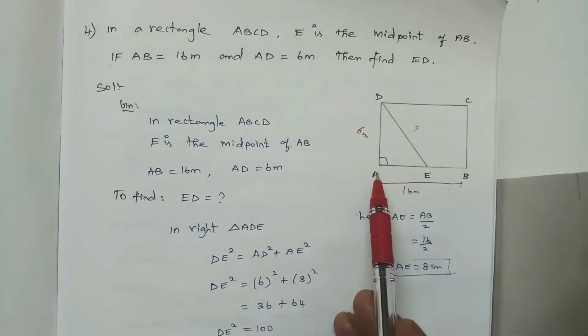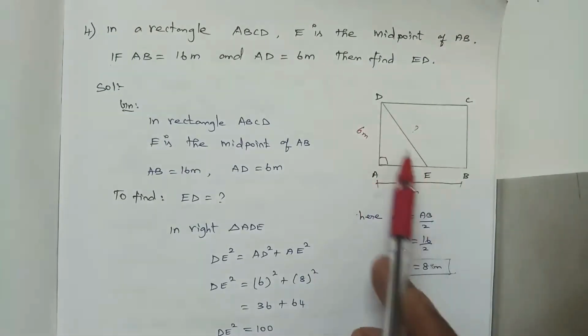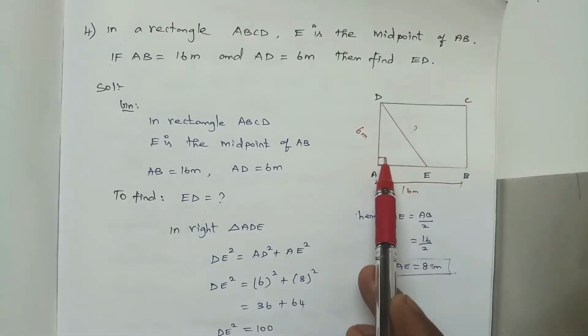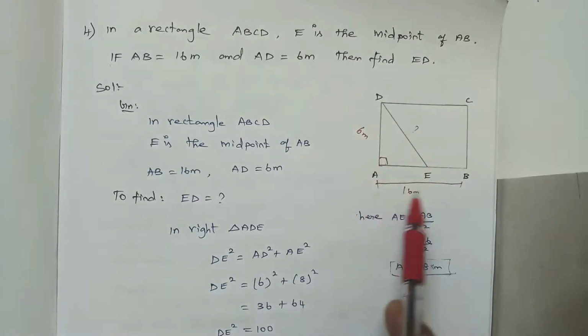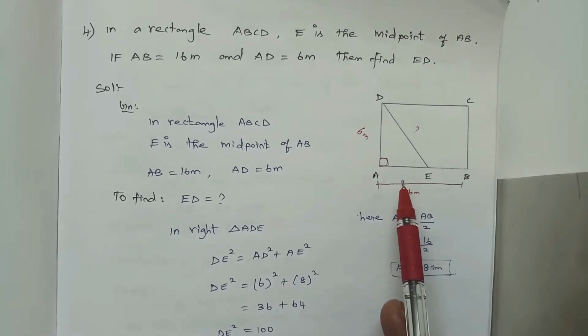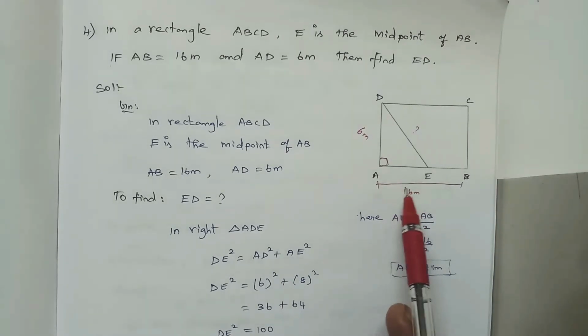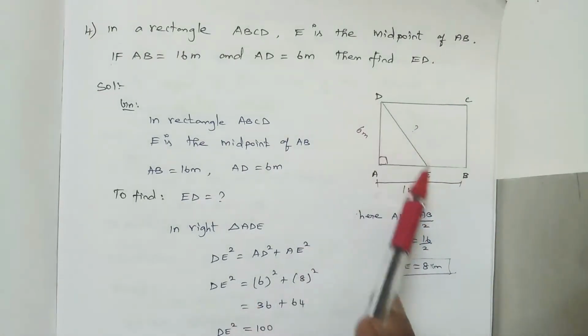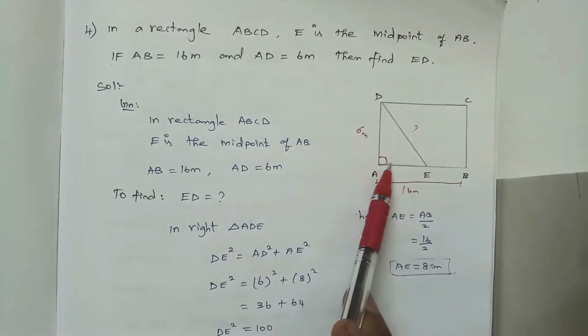So therefore triangle ADE is a right angle triangle. With the help of the Pythagoras theorem statement, we are going to find DE. DE is the hypotenuse, opposite to the right angle. The side opposite to the right angle is the hypotenuse.